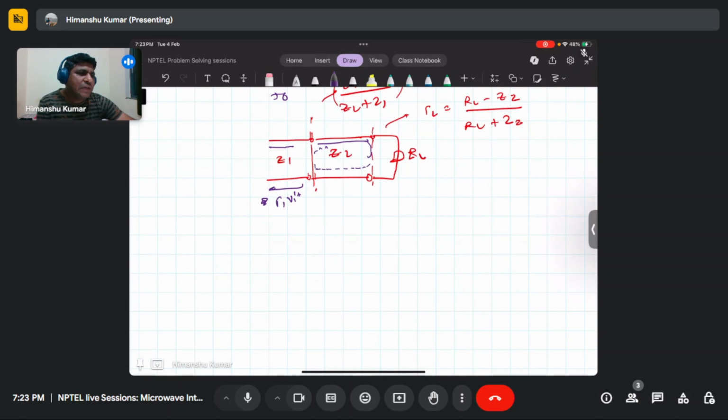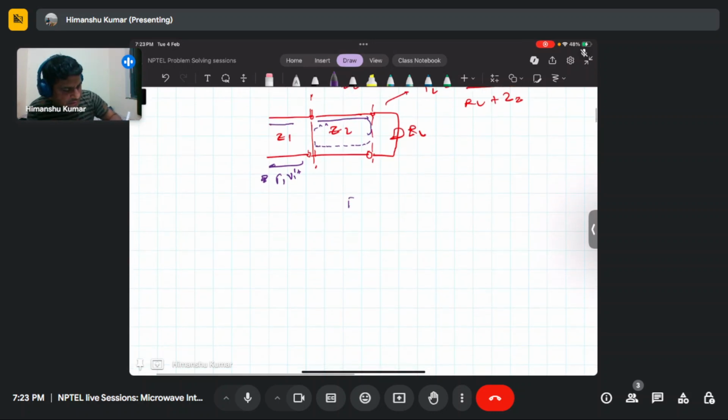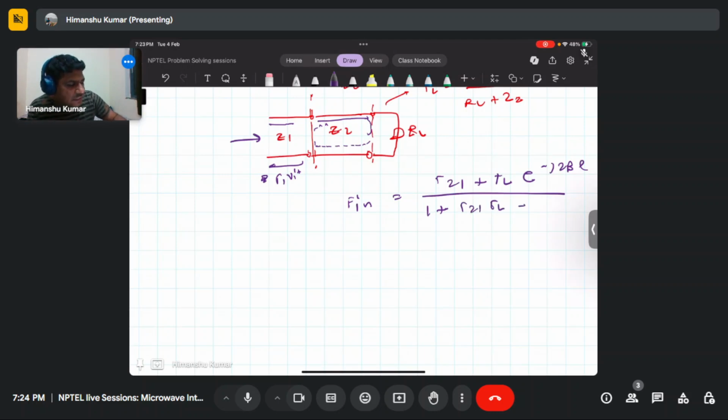So you can write the input reflection coefficient seen here as gamma 2 1, which is the reflection coefficient from the 2 to 1 line, plus gamma L times exponential of minus j times 2 beta L, divided by 1 plus gamma 2 1 gamma L exponential of minus j times 2 beta L. This is the reflection coefficient if you consider the two lines.